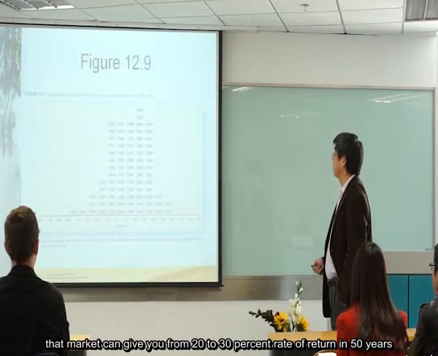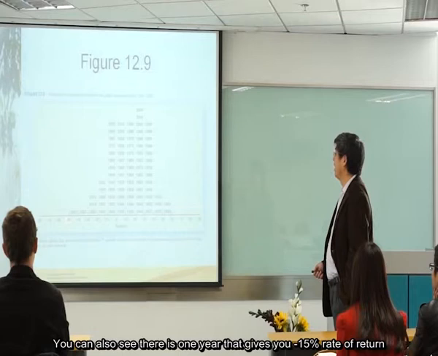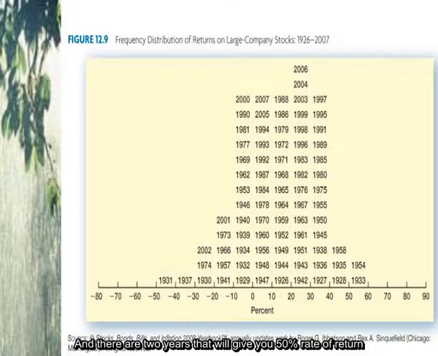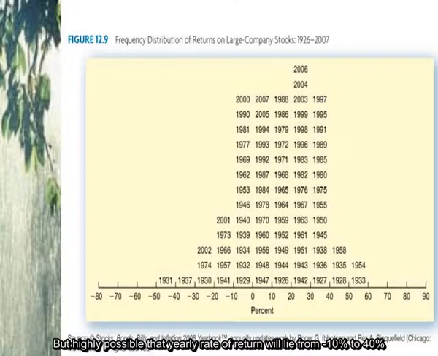You can also see there's only 1 year that give you minus 15% rate of return. And there are 2 years that will give you 50% rate of return. But it's highly possible that yearly rate of return will lie from minus 10% to 40%.